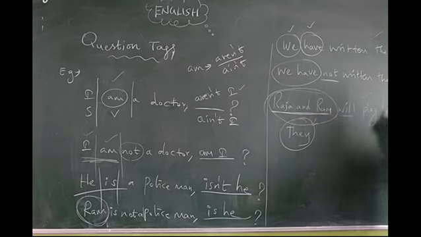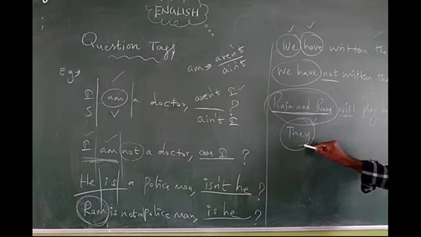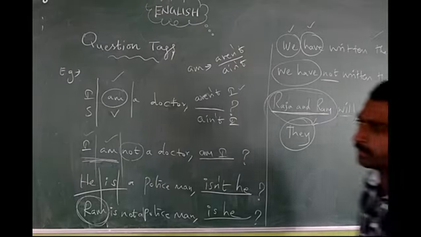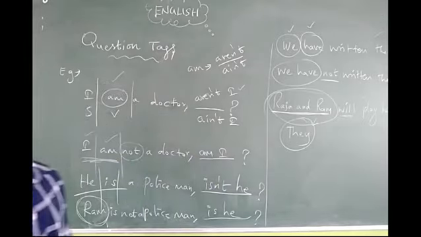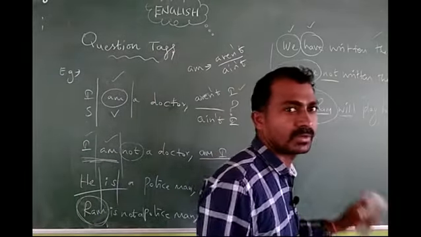Remember, children, how I have written the answer on the board. Raja and Ram will play here. So I have changed it like that. And the same thing, answer: will plus not is won't. So the answer must be in the negative. Won't they, I have written. Already we discussed the same thing. The tag is positive, our answer must be negative, like that we have written.